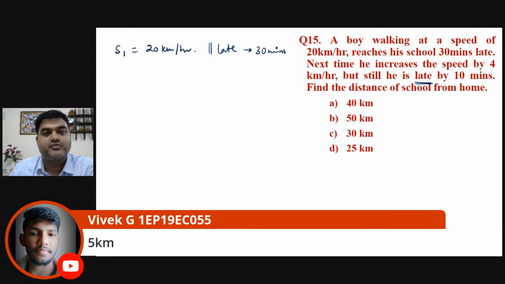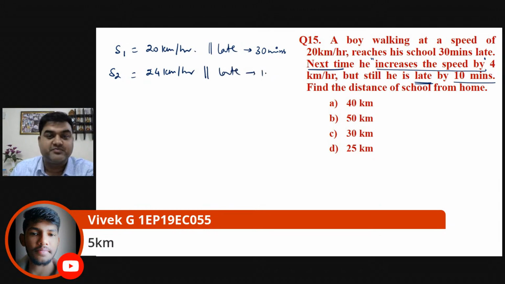Now in the second case, next time he increases the speed by 4 kilometers. Try to understand the meaning. It is not that the speed is 4 kilometer per hour; it is increased by 4. So earlier it was 20, this time 20 plus 4, 24 kilometer per hour. This time still he is late, but he is late by 10 minutes, correct? So what is the time difference? Try to find out what is delta t.